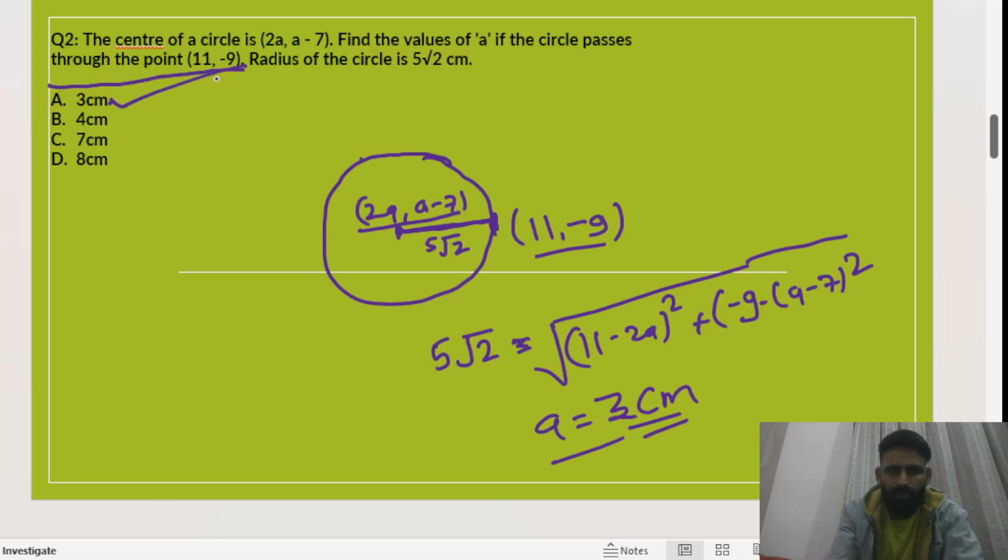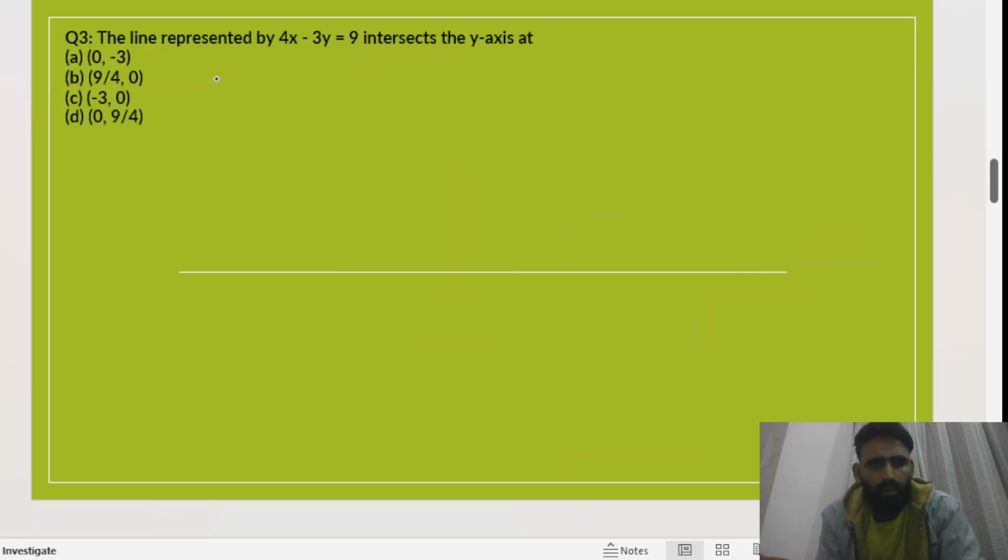And the third question: the line represented by 4x minus 3y equal to 9 intersects the y-axis at. Okay, so there is a given line 4x minus 3y equal to 9. This intersects the y-axis. If this line intersects the y-axis, it means the x distance is 0. This is the main point.